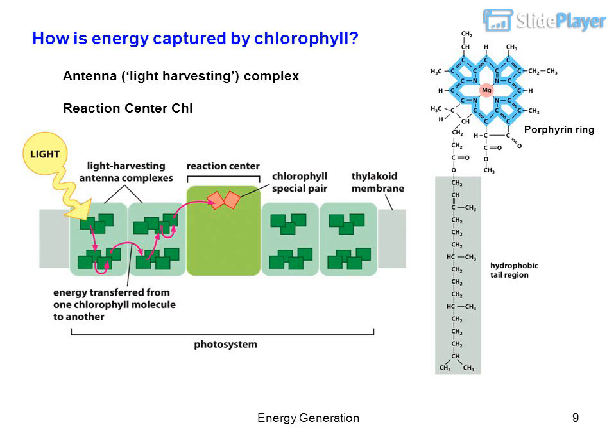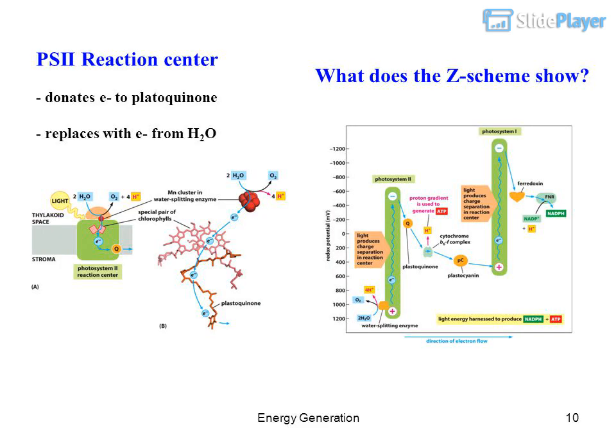Antenna, light harvesting complex. Reaction center. Porphyrin ring. Energy generation. What does the Z scheme show? Reaction center donates e- to plastoquinone, and replaces it with e- from H2O. What does the Z scheme show?